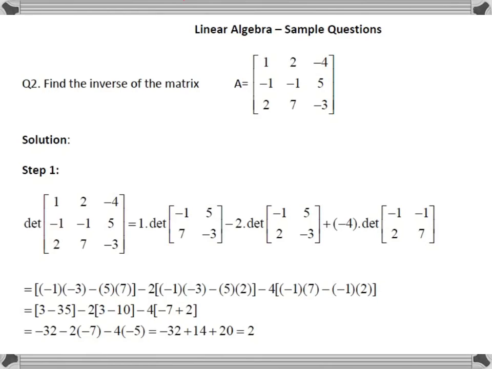In this lesson I'm going to demonstrate how to get the inverse of this 3 by 3 matrix A here. The first step is to get what's called the determinant of the matrix, and I'm going to demonstrate how this is done. So what you do is you take the top row of numbers here, 1, 2 and -4, I'll just underline them here.